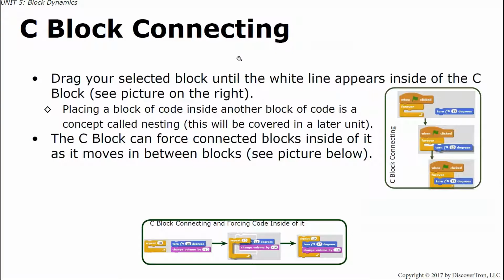Next, we have C block connecting. And C block connecting means we'll just take some blocks of code. It can be other C blocks, it could be stack blocks, it could be cat blocks. It cannot be hat blocks. Sounds like a rhyme. And you can just stick those inside your C block.